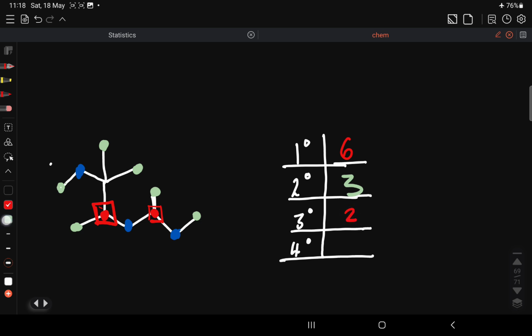Then this one, it's a corner with 4 things coming. Then it's going to be quaternary. So this is going to be 1. There's only 1 quaternary. And that brings it to the end. These are the ones that you need to know.